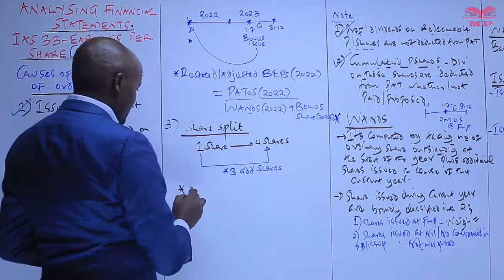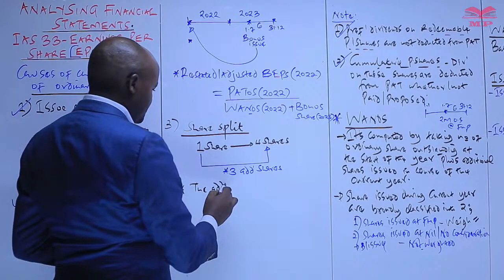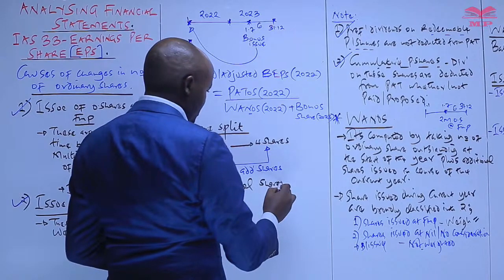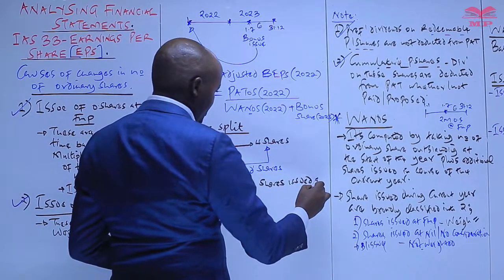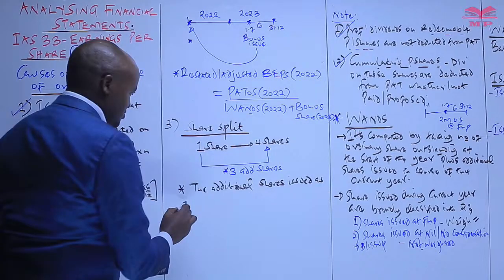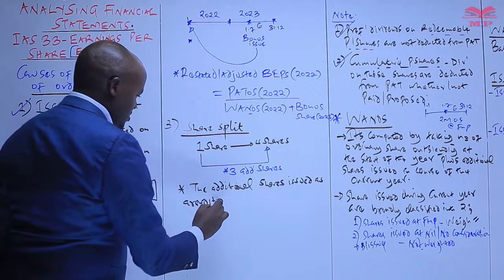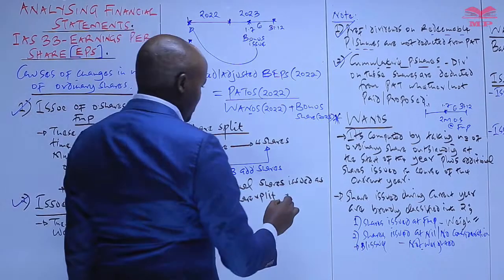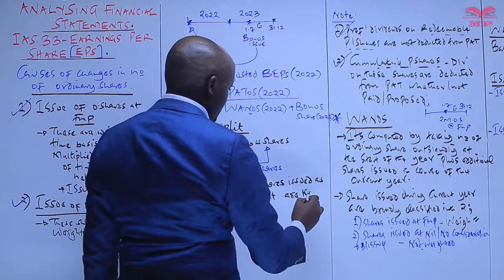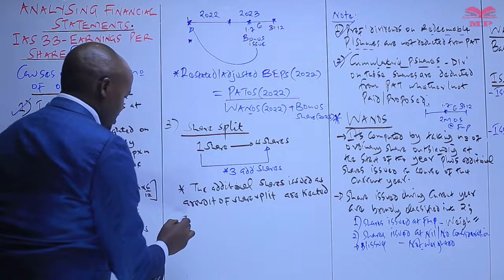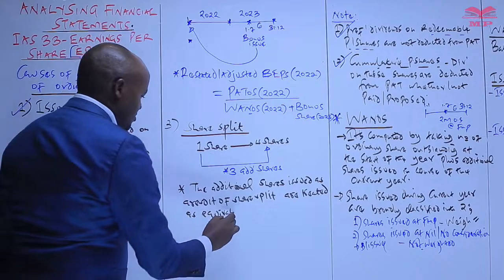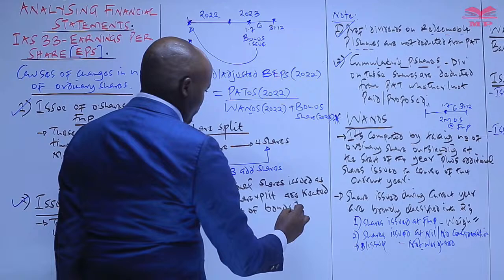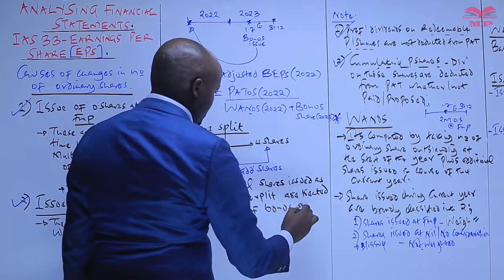So we can say that the additional shares issued as a result of the split, shares issued as a result of a share split, are treated as an equivalent of bonus shares.